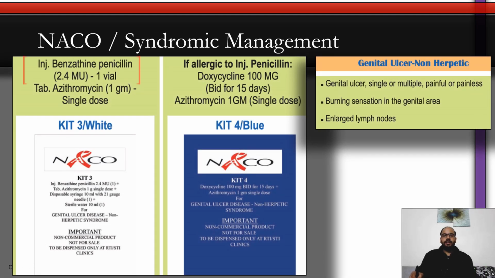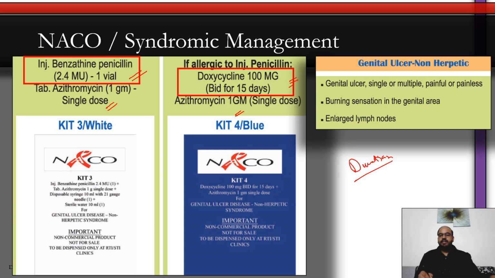In the NACO regimen, the regimen remains the same. It is the kit 3 white or the kit 4 blue. Kit 3 has penicillin and azithromycin additionally, and kit 4 has doxycycline and azithromycin additionally. The only difference or change is that the duration changes, because these kits are the treatment for primary syphilis.